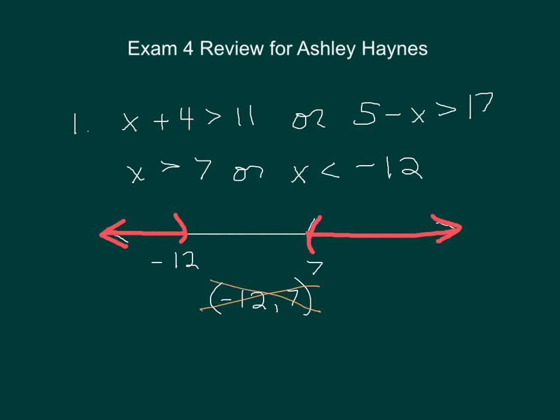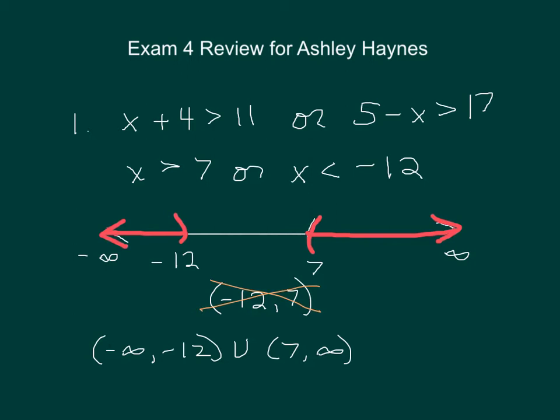The correct interval is negative... You read what you see on the number line, and let me go ahead and write the infinities. Negative infinity and infinity. So on the left you have negative infinity to negative 12, and that's union with, on the right, 7 to infinity. And so that's the only mistake you made.